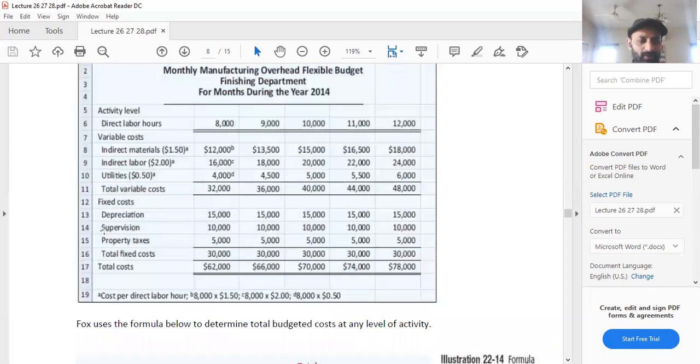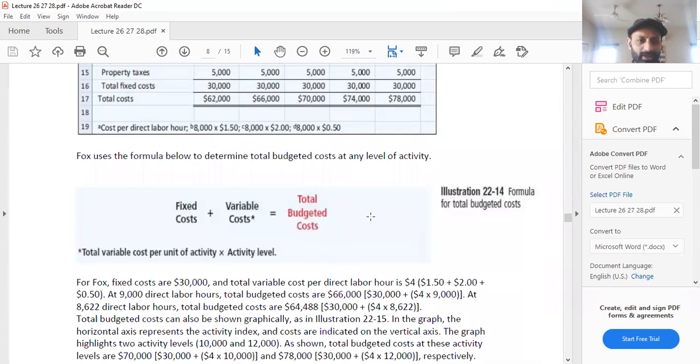Uske baad, we know the fixed cost remains the same no matter what the activity is. So it is 30,000, whatever the activity rate is. So the variable cost at 8,000 level of activity is 32,000, and the fixed cost is 30,000. The total cost will be 62,000. So that is how you calculate the total cost at each level of activity.